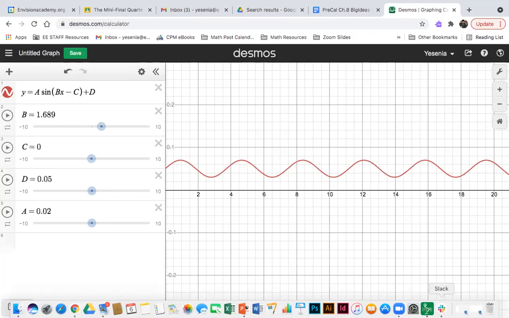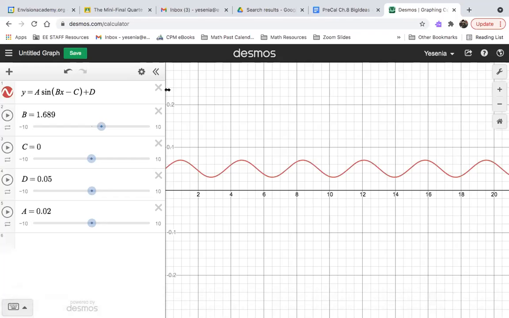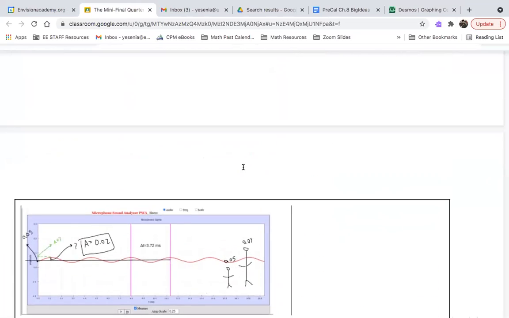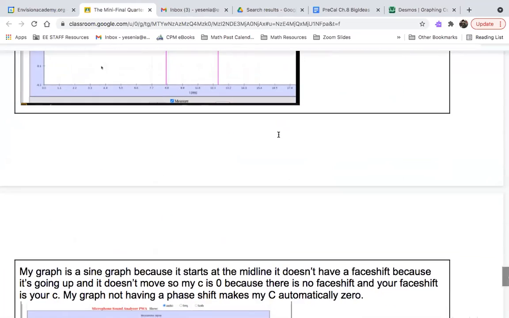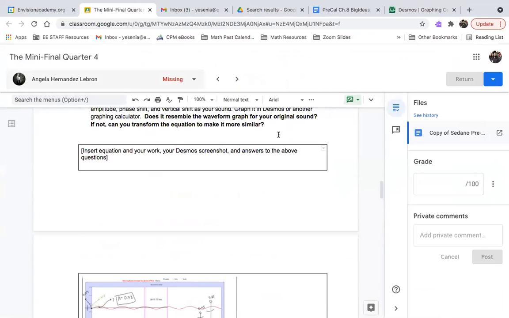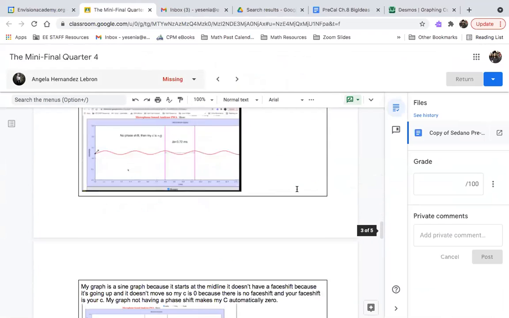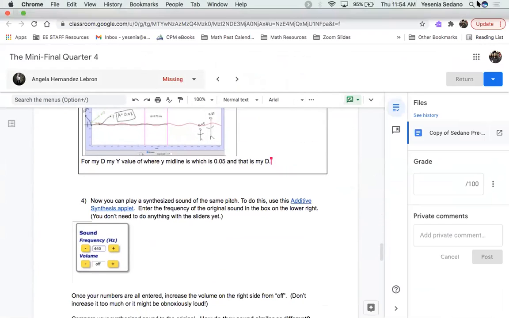And then that's pretty much, oh wait, before you're done with number 3, take a screenshot and enter that in, but before that, just make sure you answer these questions. Does it look like your original sound? If not, what can you do to make it look better? So that's the last two questions to answer once you put in the screenshot. Let me know if that makes sense, Rebecca.